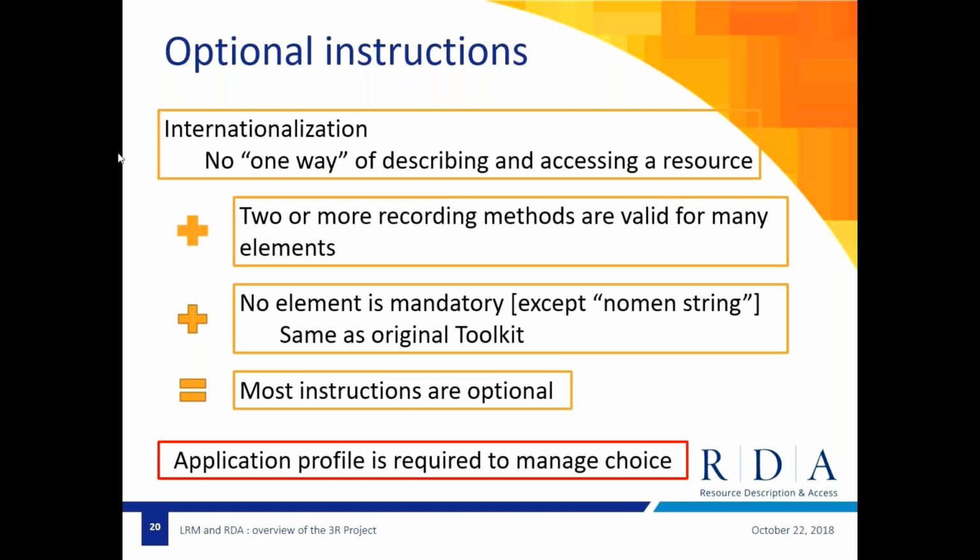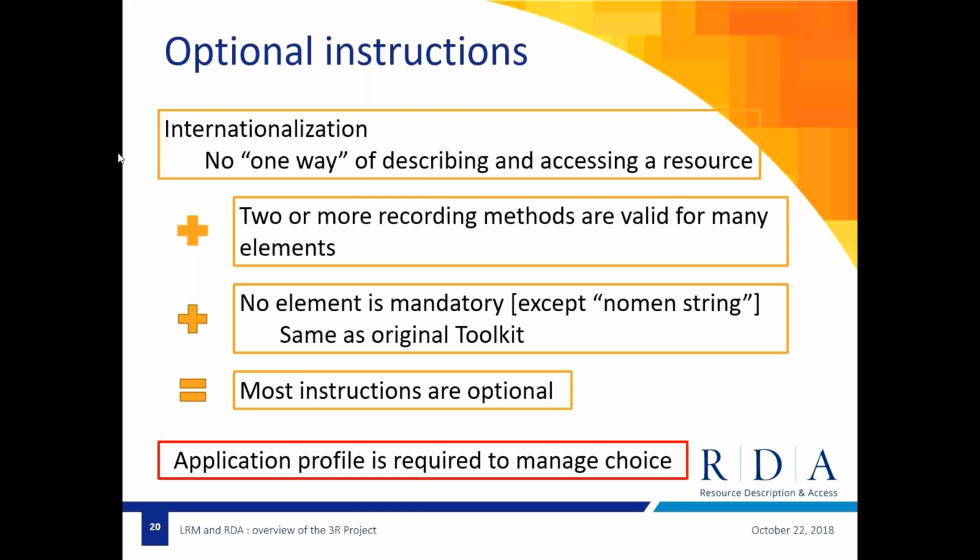It turns out that two or more recording methods are valid for many of the elements. In fact, the majority of elements, you can use any of the four recording methods. And so there's a choice there, which recording method do I choose? They come with penalties. An unstructured description is just a note, so it's very easy. Structured description you have to think about, so it's going to take a bit longer.